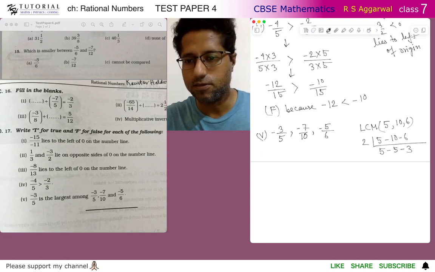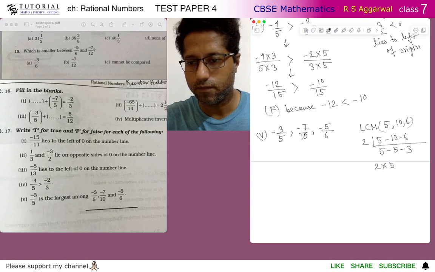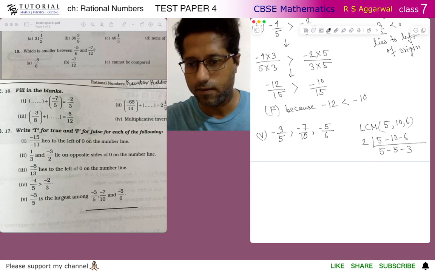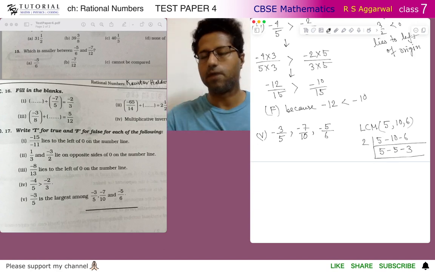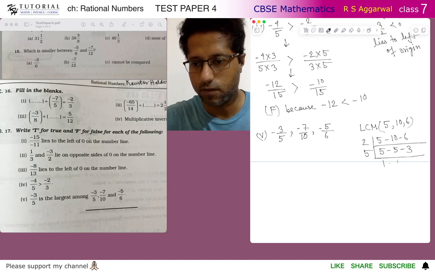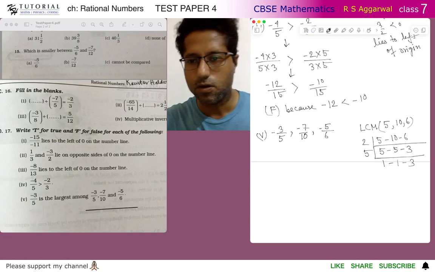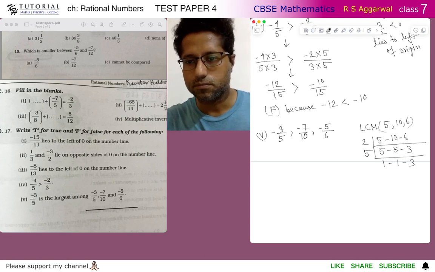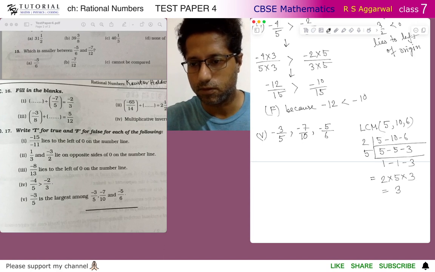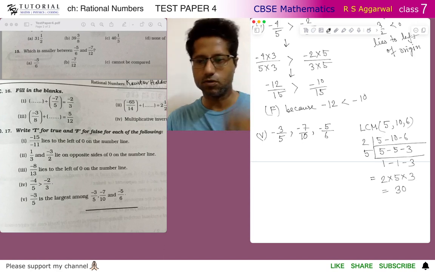So clearly the LCM is 2 into 5. We can again divide by the smallest prime number that divides at least two of these numbers. So this will be 5, 1, 1, 3. So the LCM will be 2 into 5 into 3. This is 30. So LCM is 30.